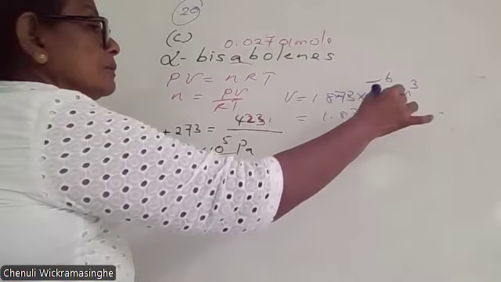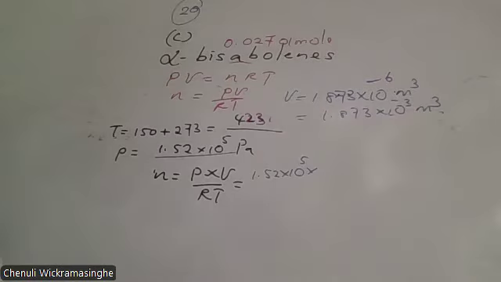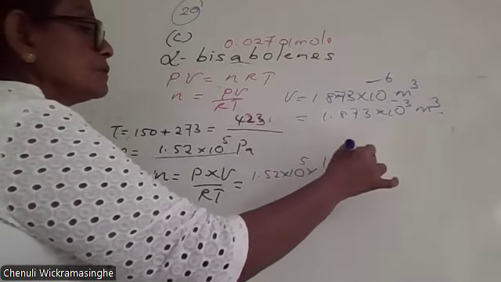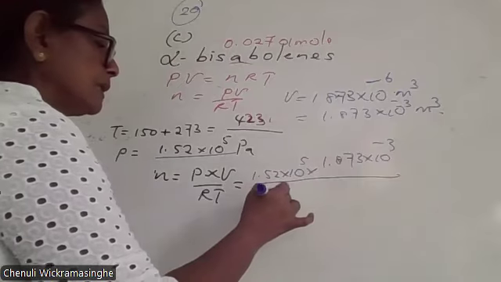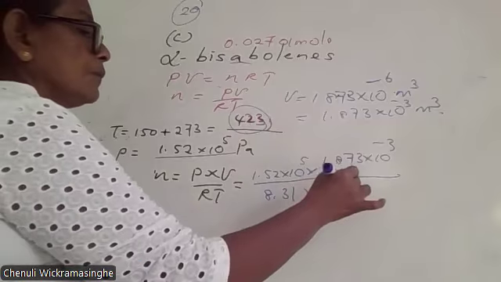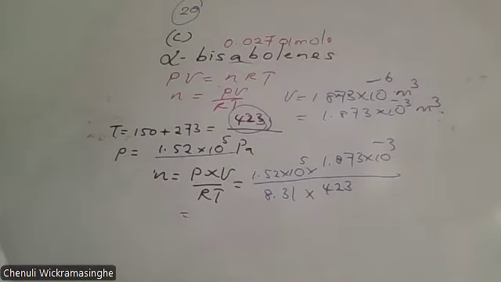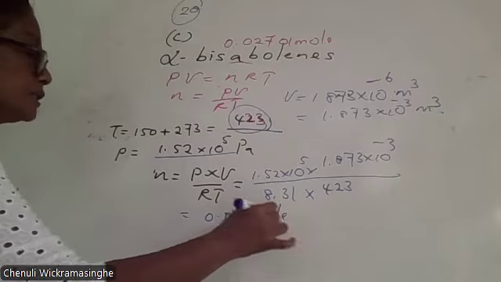1.873 times 10 to the power minus 3 in meter cube. So you can substitute, always this has to be in meter cube in the ideal gas equation. So this into 10 to the power minus 3 divided by 8.31. Temperature we calculated 423 in Kelvin. Once you write it down like that, you can simplify to get the answer: 0.081 mole of hydrogen gas.